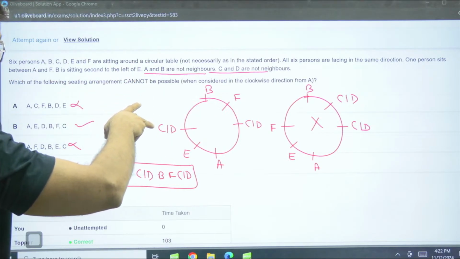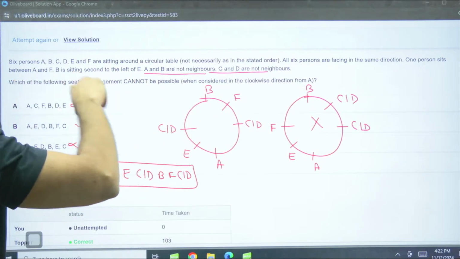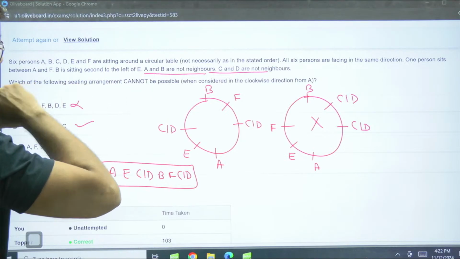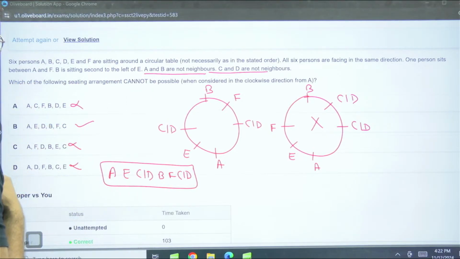A and B are not neighbors. C and D are not neighbors as well. Which of the following sitting arrangements cannot be possible when considering a clockwise direction from A? What should be the right one for this?